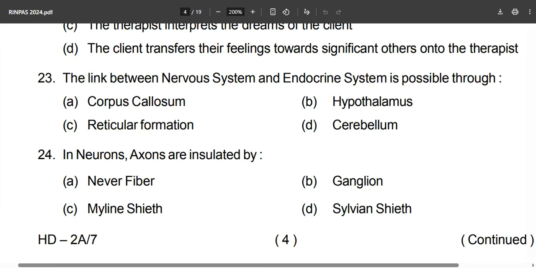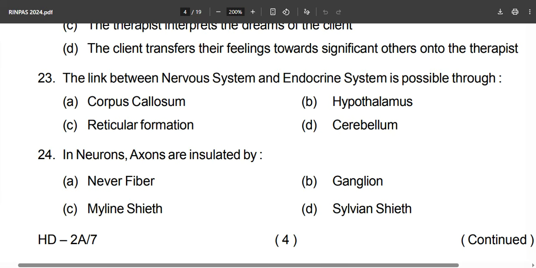Biopsychology for MPhil clinical psychology is one of the important components where you might miss on some things and might not miss on others. But make sure that in biopsychology you don't miss any question which can hamper your marks negatively, because in RINPAS we have negative marking as well.